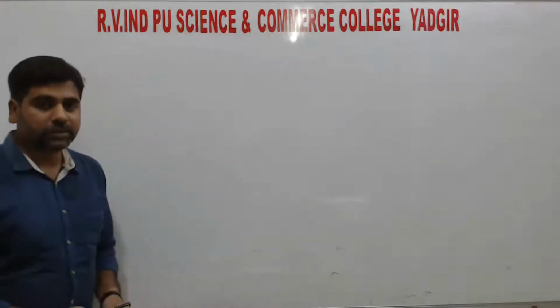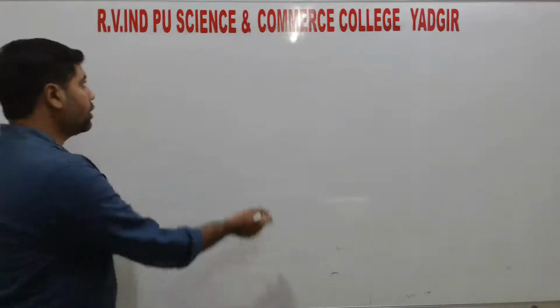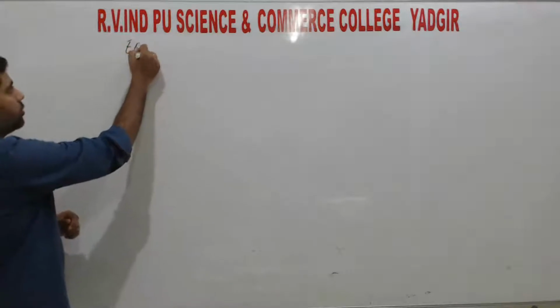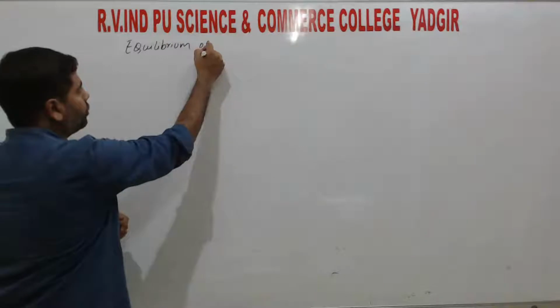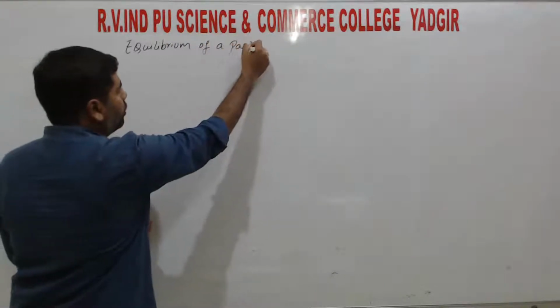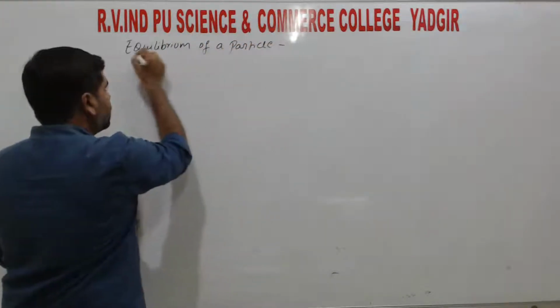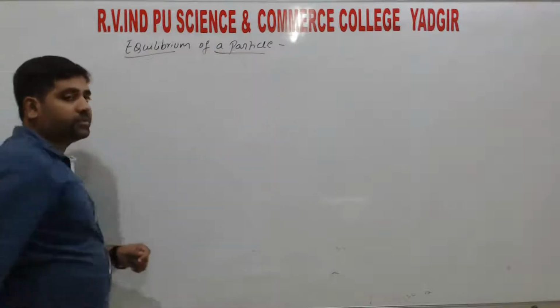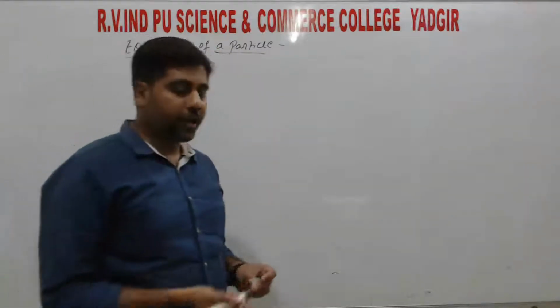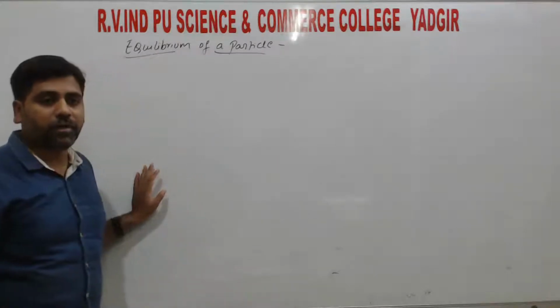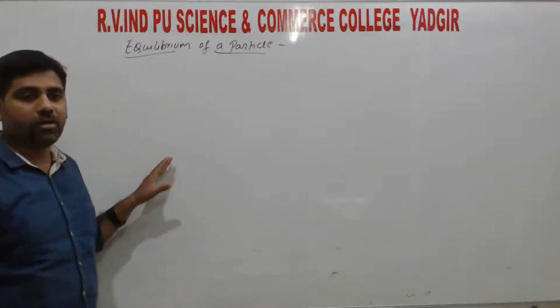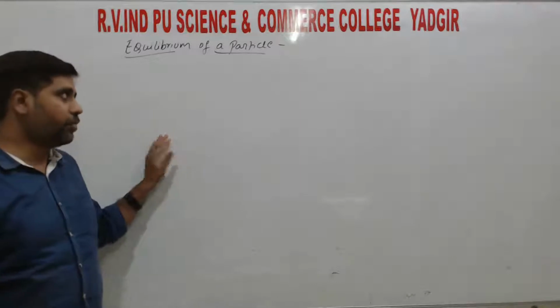Good afternoon, students. Today we start with the topic equilibrium of a particle, or of an object. When we say that an object is at equilibrium, another meaning of equilibrium is stable.